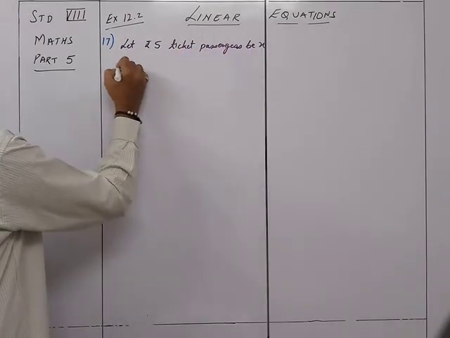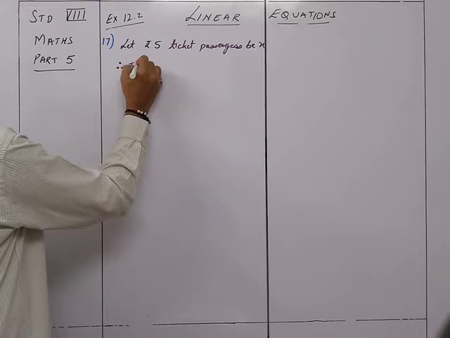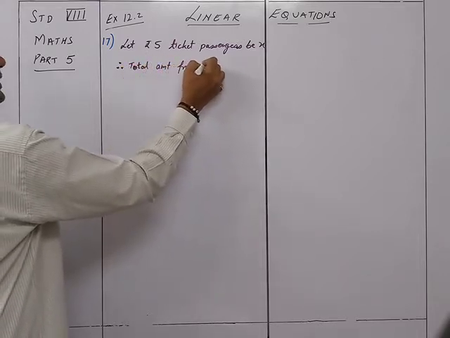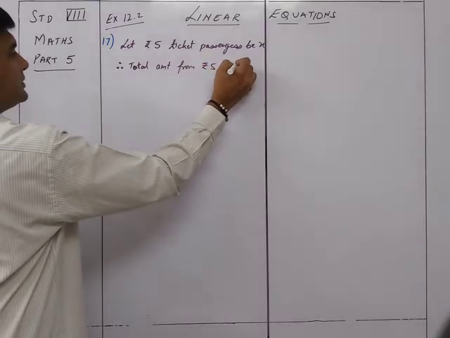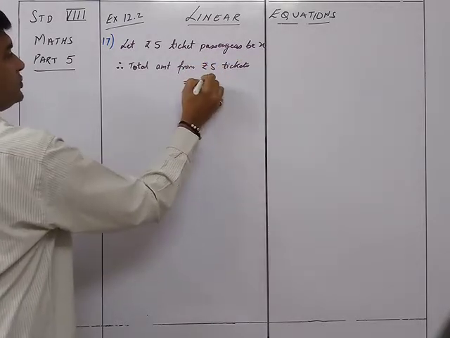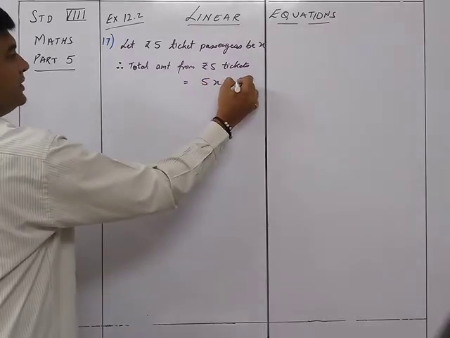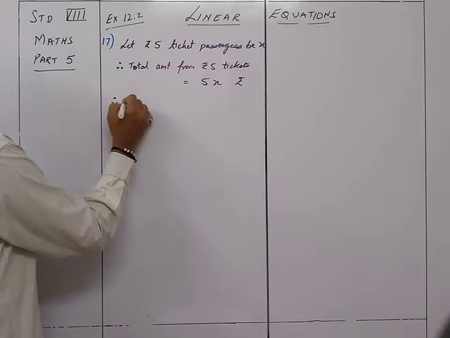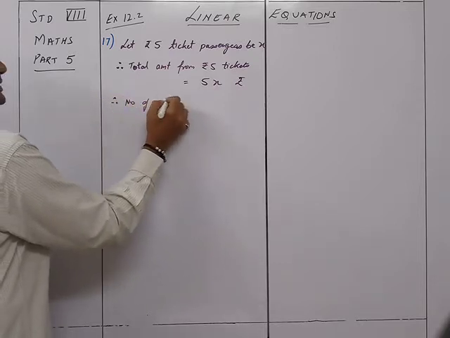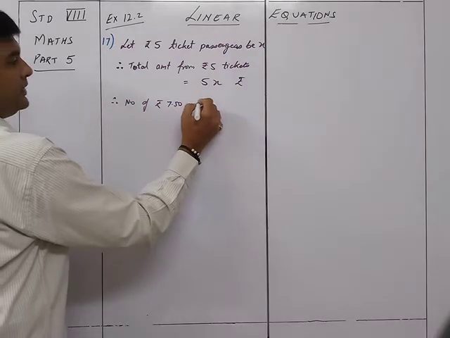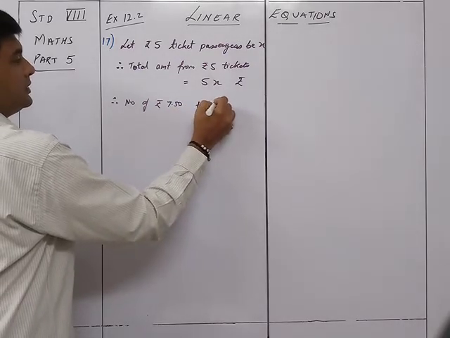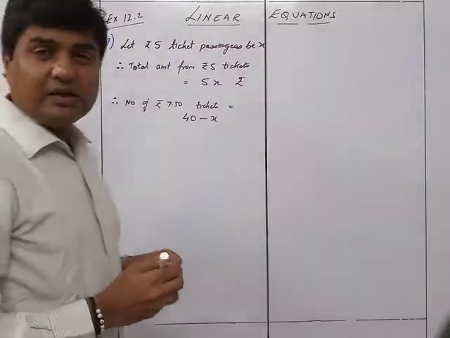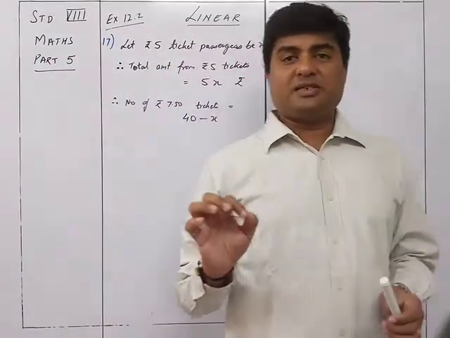So therefore, total amount from rupee 5 tickets is equals to 5x. Okay, this is 5x rupees. Therefore, number of rupee 7.5 tickets is equals to 40 minus x. Now why 40 minus x? Because 40 were the total number of passengers in the bus.